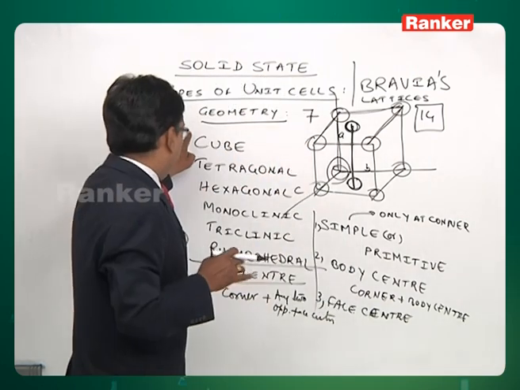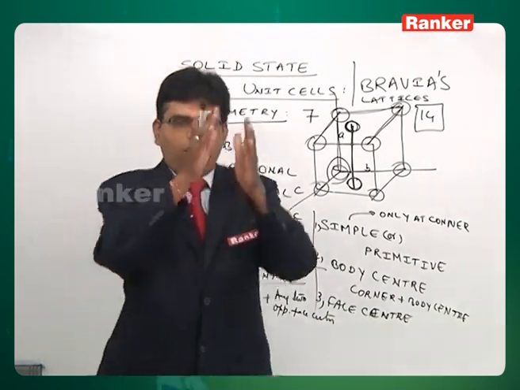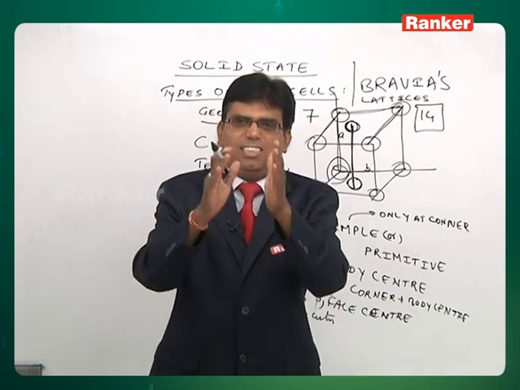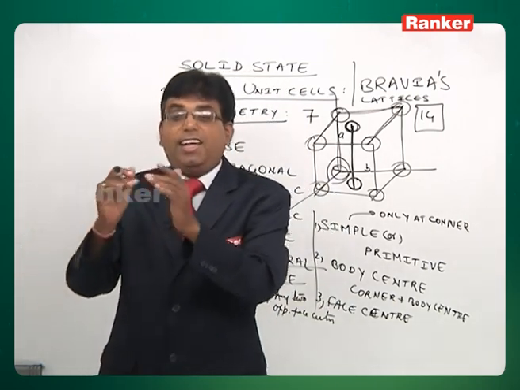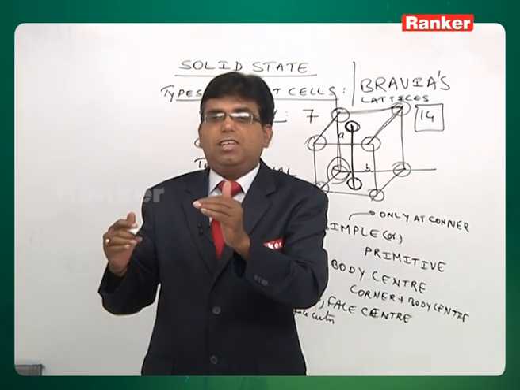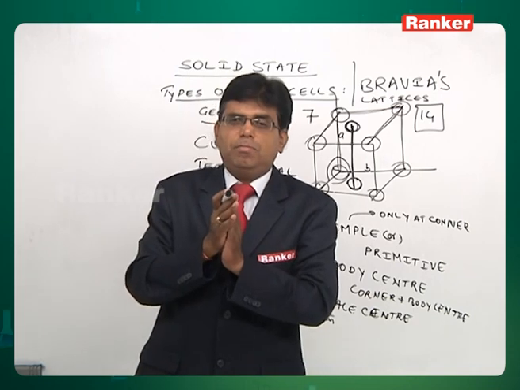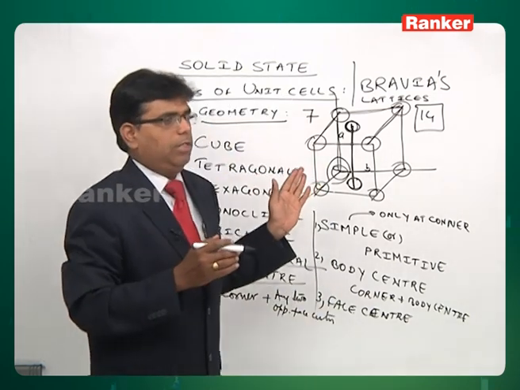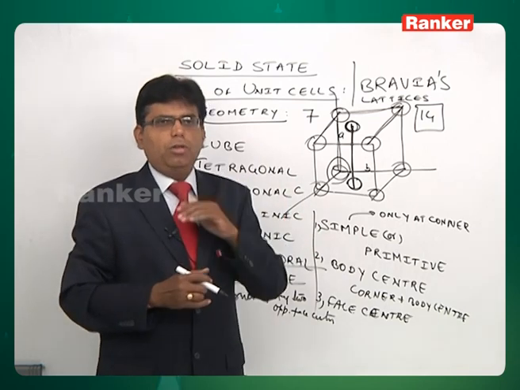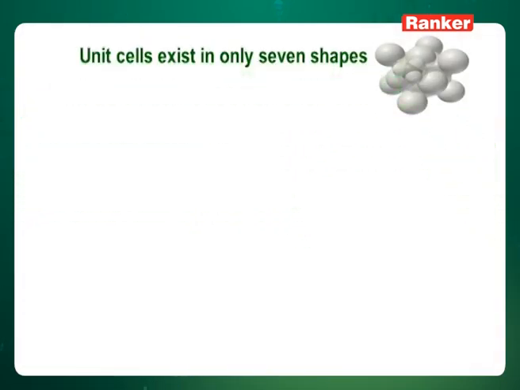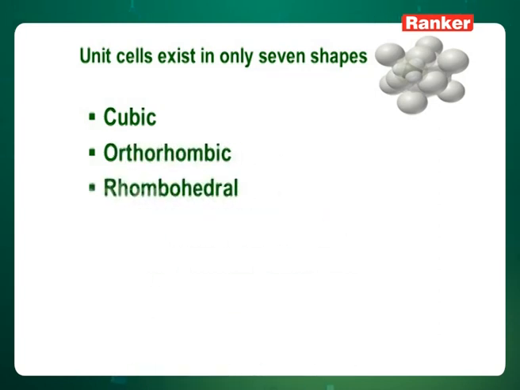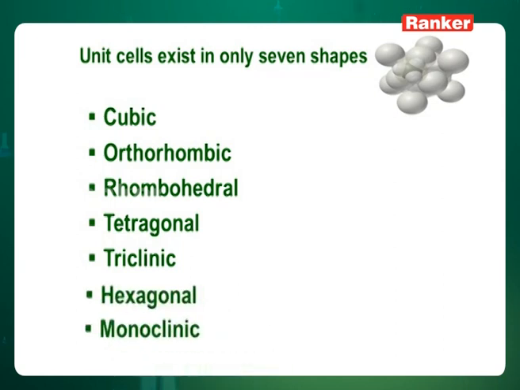So for each of these geometries, what are their relations in the edge lengths and angles, and how many unit cells each geometry can be classified into, we are going to look at in the next slide. The unit cells exist only in 7 shapes: cubic, orthorhombic, rhombohedral, tetragonal, triclinic, monoclinic, and hexagonal. These are the 7 basic crystal systems.